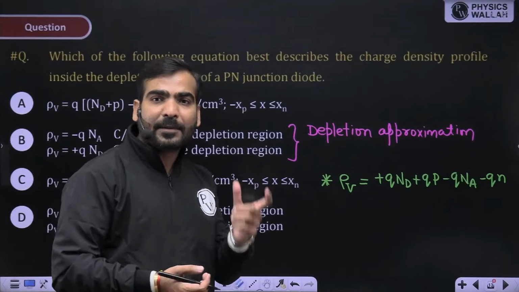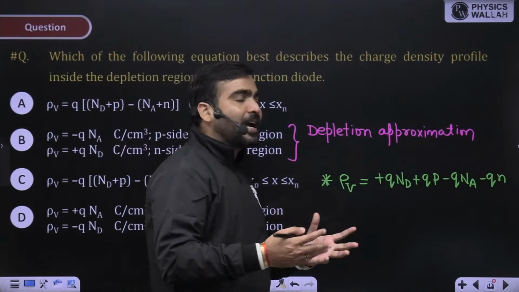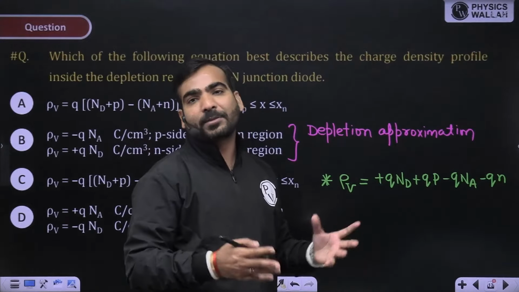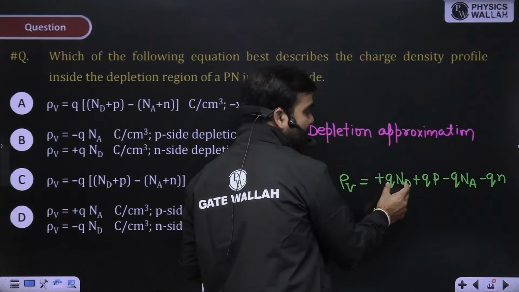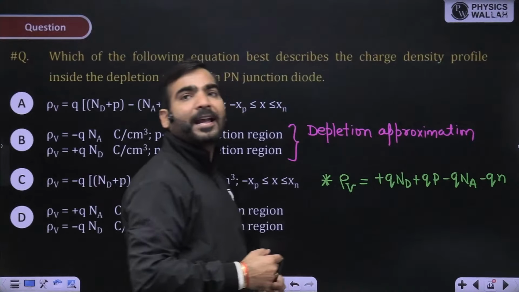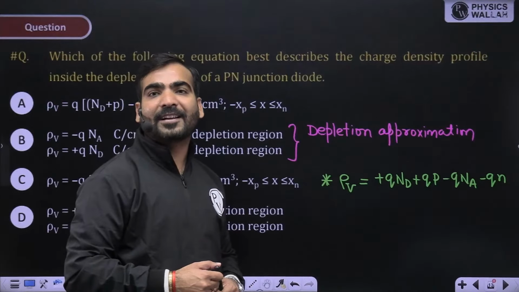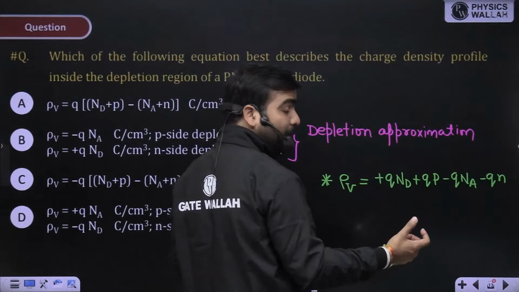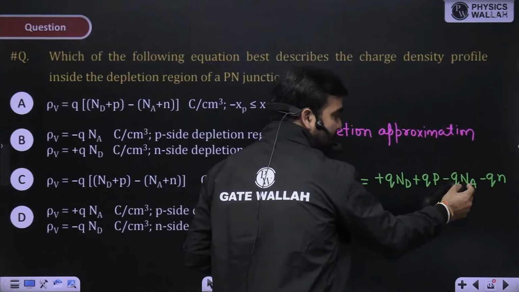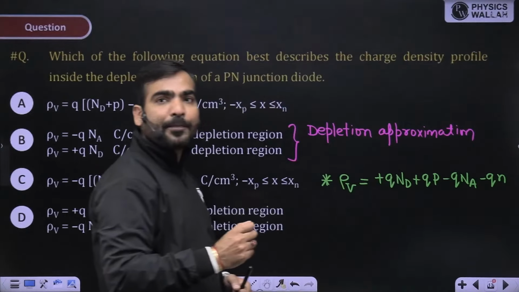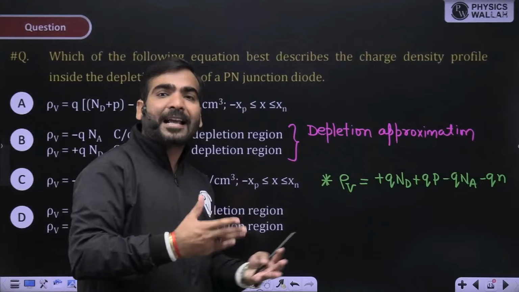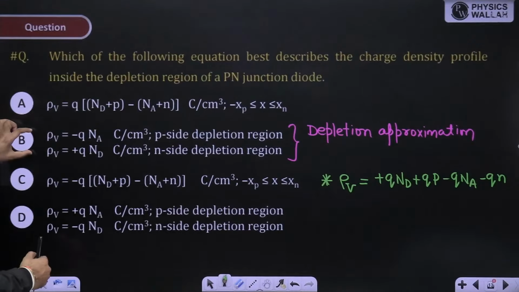In the p side depletion region, suppose under depletion approximation, we are assuming that there is no electron, there is no holes, and in the p side there is no Nd. That's why you write minus Q into Na as a charge density on the p side. And the N side depletion region, there is no Na, there is no electron, there is no holes. That's why you write plus Q into Nd on the N side. That's why under approximation, this is the correct answer.